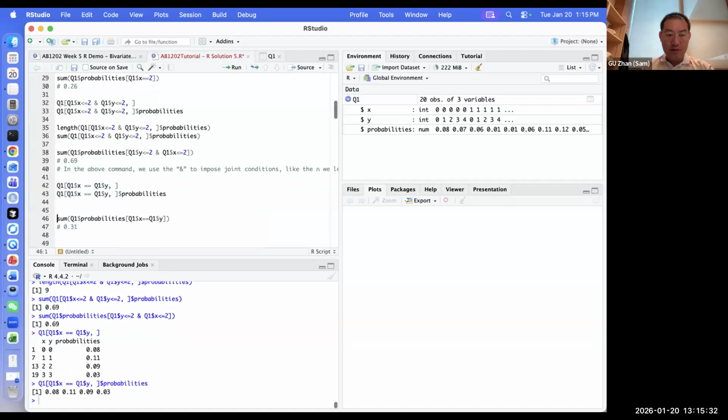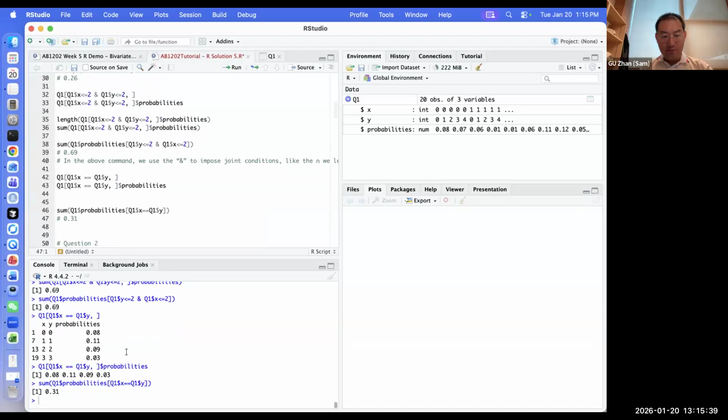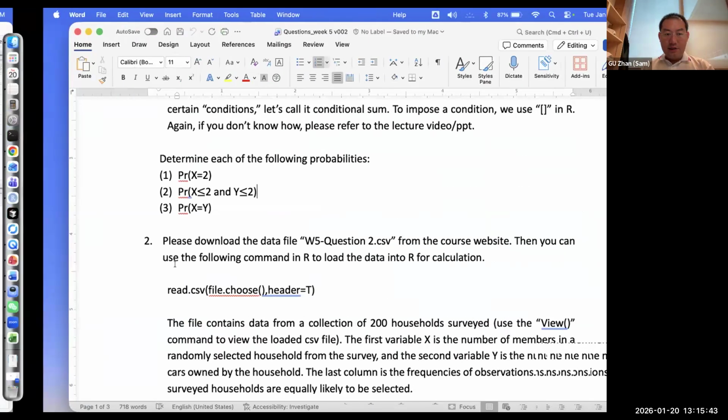Dollar probability. So these are the 4. You add them together, it should be equal to 0.31. It should be 0.31 if you add them together. So this is question 1.